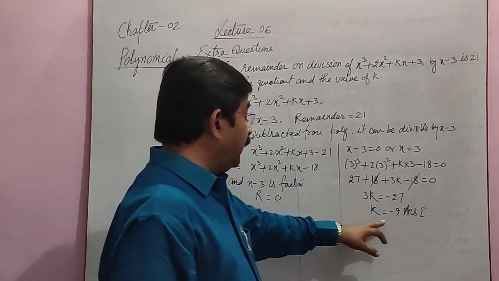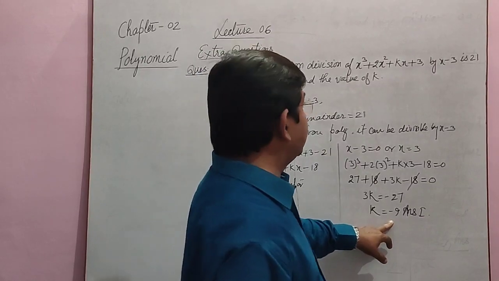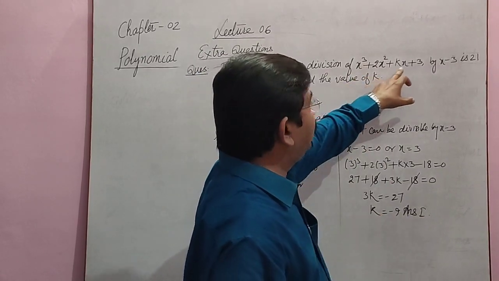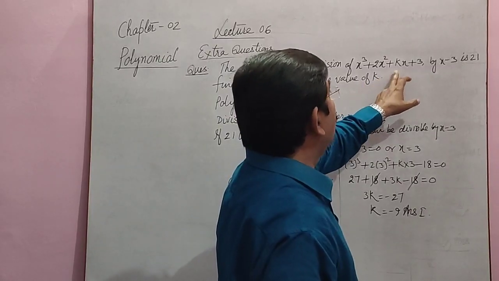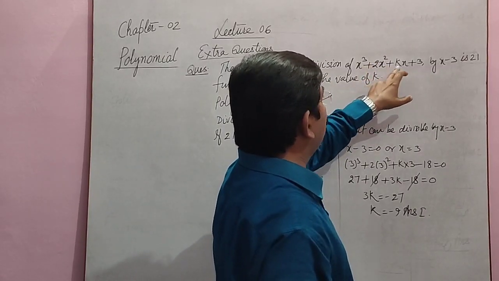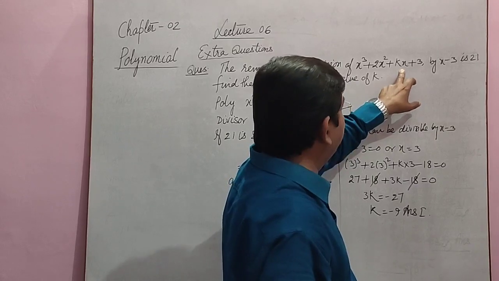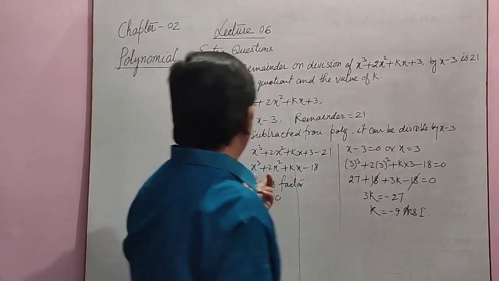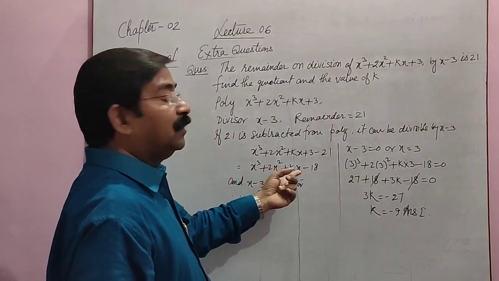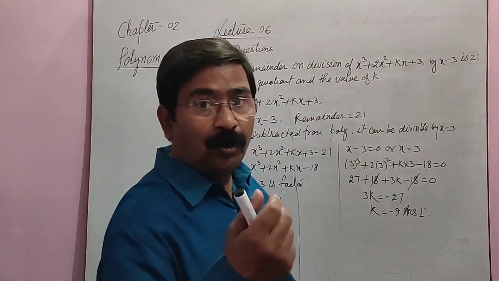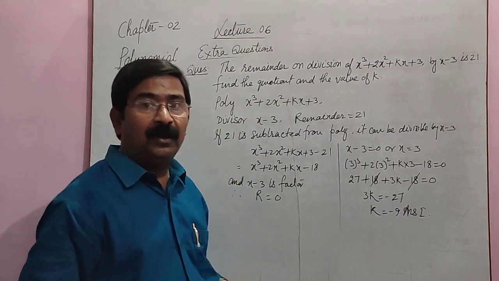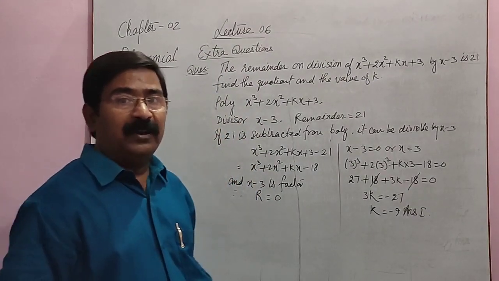What to do? We have got the value of k, minus 9. So you will put the value of k in the given polynomial. Here in this one, x cube plus 2x square minus 9x in place of k plus 3, or you can put the value here or divide this by x minus 3, and you know how to divide the polynomial. So this can be done by yourself.